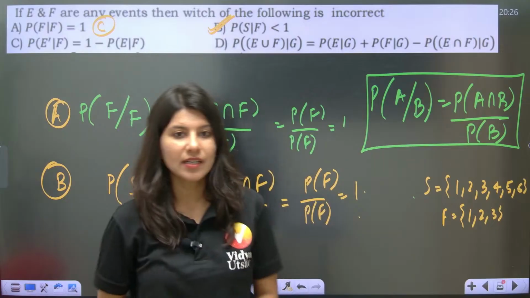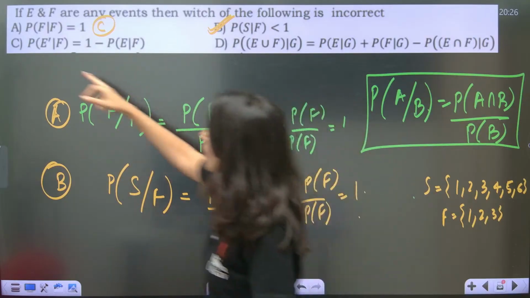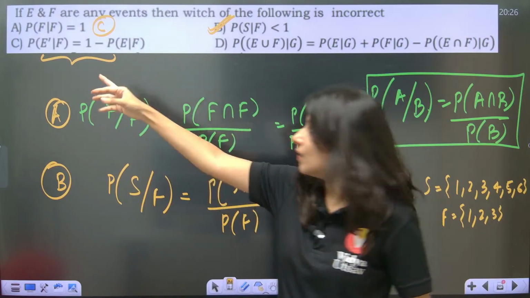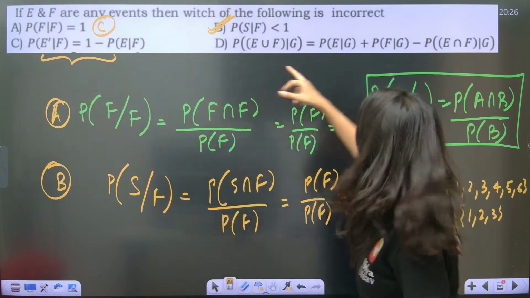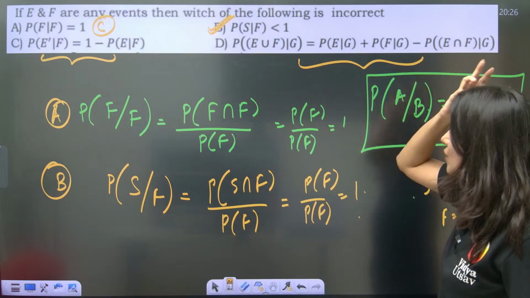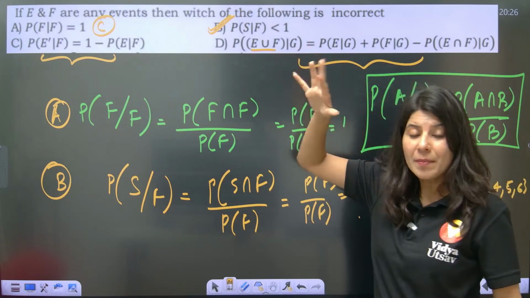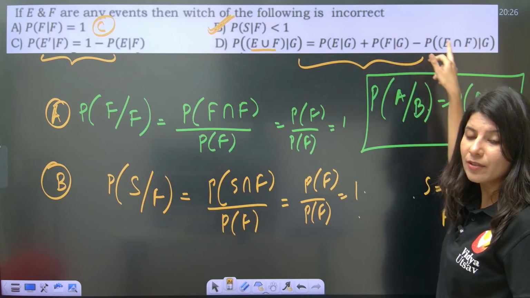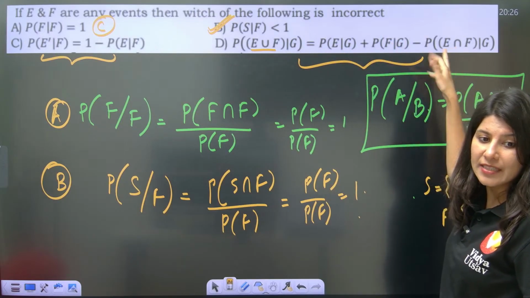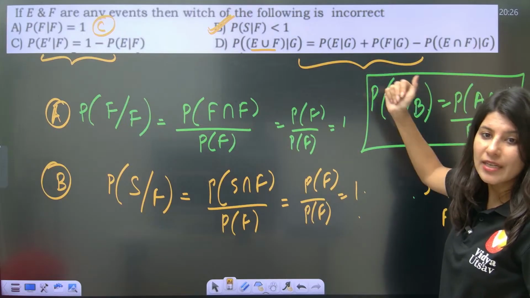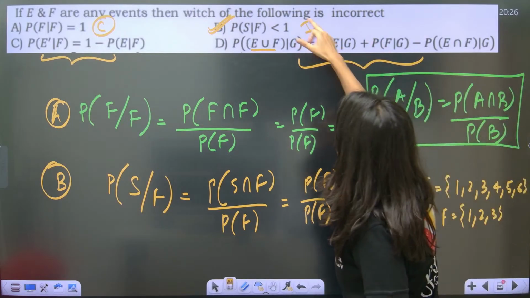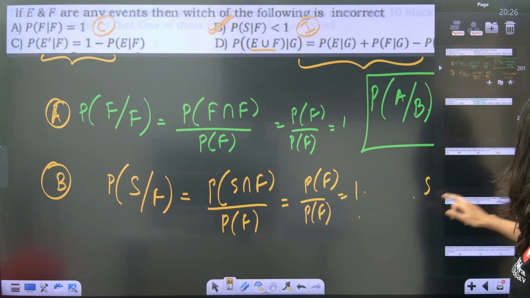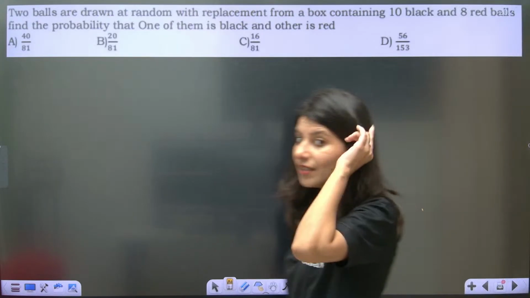Alright, clear. And option C, if I talk about, this is the direct formula in your textbook. So this is also correct. And this is also something which is very obvious. Remember that formula, probability of A union B is probability of A plus probability of B minus probability of A intersection B. So this is also correct. What is incorrect? This is incorrect. Hence, option B is correct. Okay. All right.